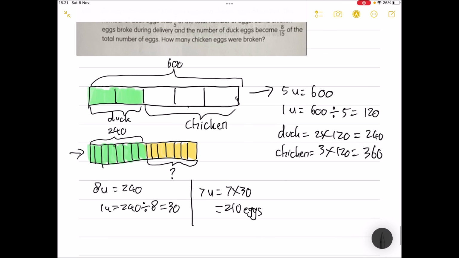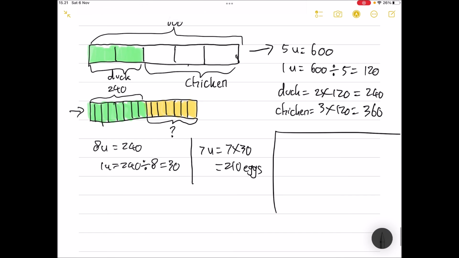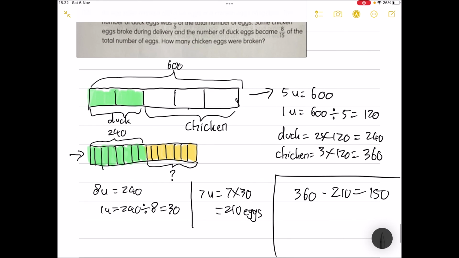Then I can simply do this. At first there are 360 chicken eggs, and then after it breaks, it's only 210 eggs left. So 150 are broken during the delivery. So there were 150 chicken eggs that broke during the delivery.